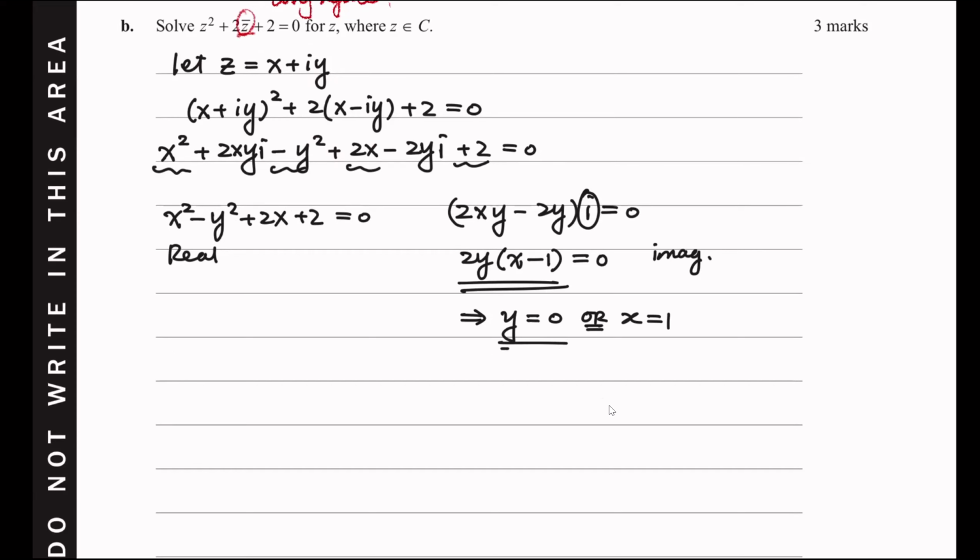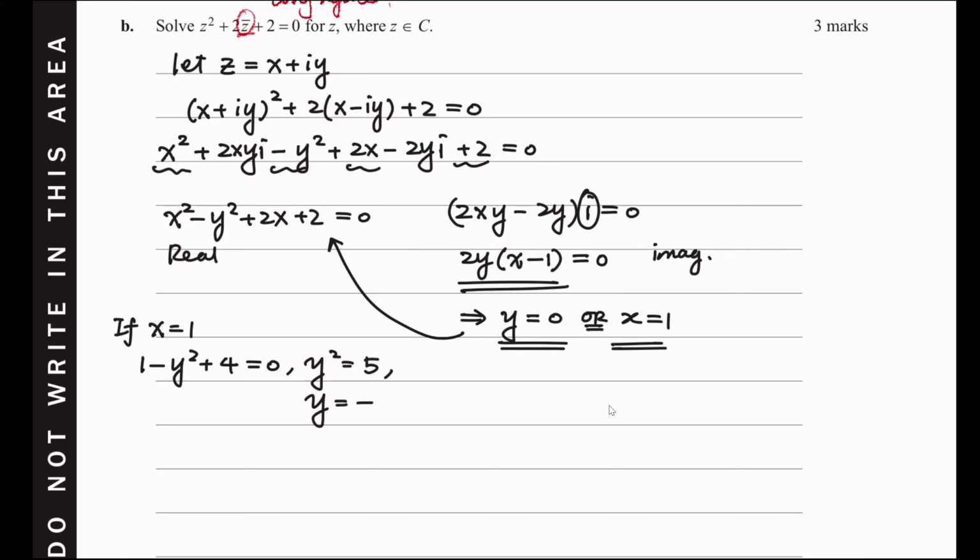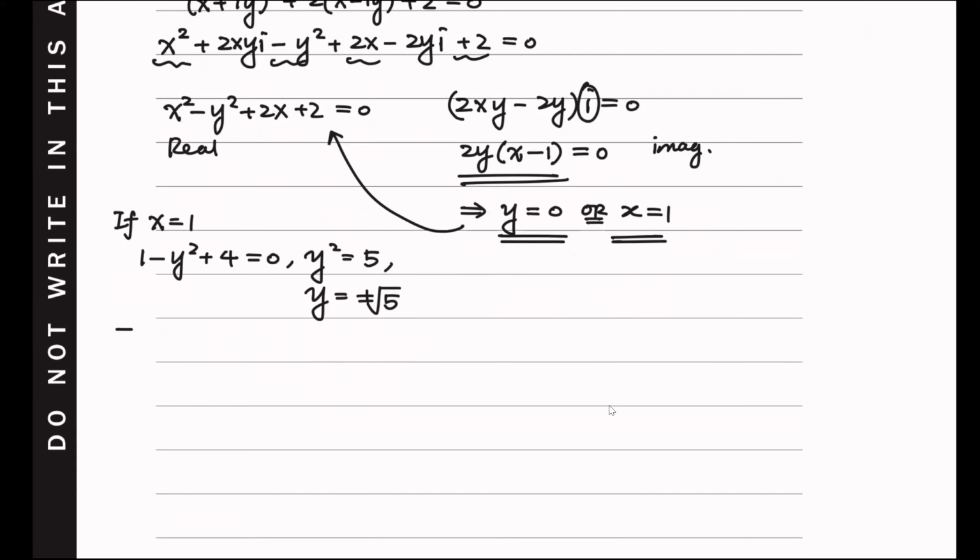Now, with these two cases, get them into the real part equation. If x equals 1, you have 1 minus y squared plus 2 plus 2, that's plus 4, equals 0. So your y squared equals 5, and then y equals plus or minus root 5. From that, I can see z equals 1 plus or minus root 5i. Okay, eventually I'm putting that back to z.